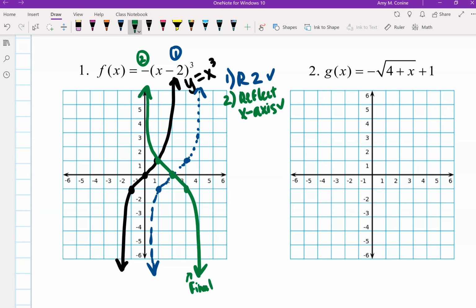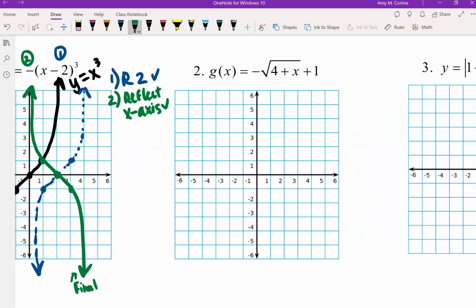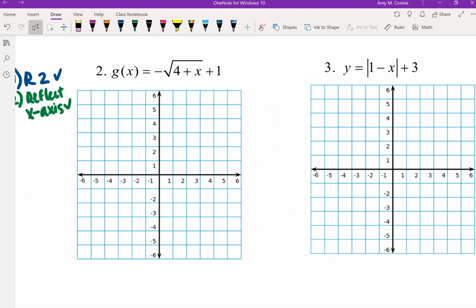So I want to take a look at number 2. Okay, number 2, we have a square root function. So we need to start with our parent function. So go ahead and graph the parent function now. All right, so my parent function is in the black like it always is. So now we have g of x is equal to negative square root of 4 plus x, plus 1.